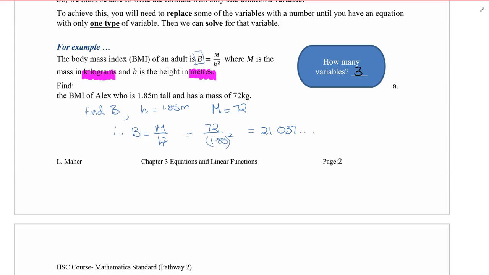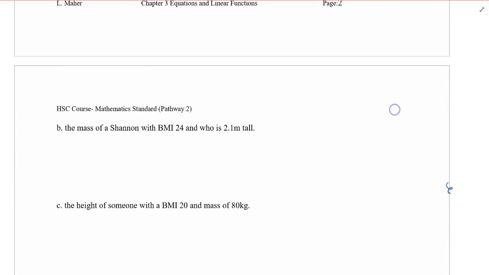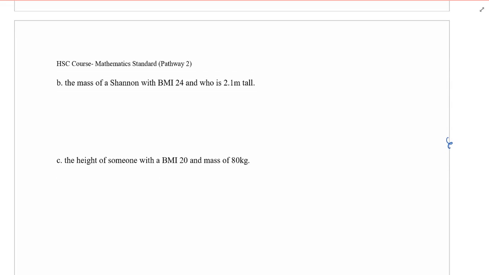Just before we move on to the next part of this question, you can see here I've completed how many variables. There are 3 variables. So it's a really important little thing to do. You don't have to necessarily write down this statement, but it's always a good thing to note when you read a question. B says, the mass of Shannon with a BMI 24, find the mass of Shannon with BMI 24 and who is 2.1 metres tall.